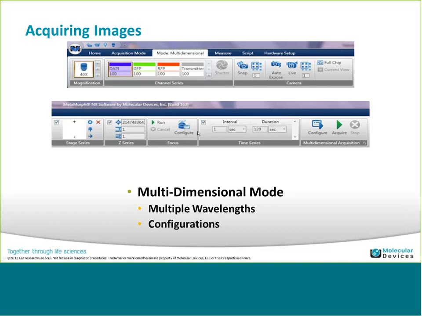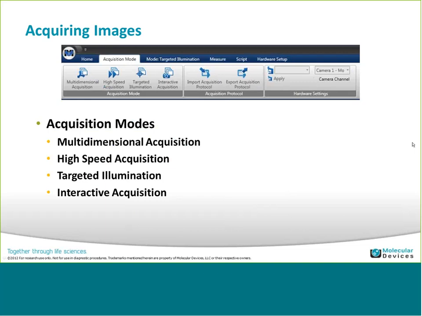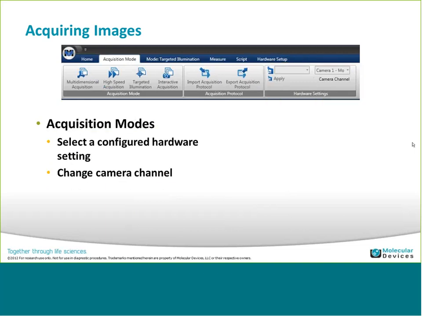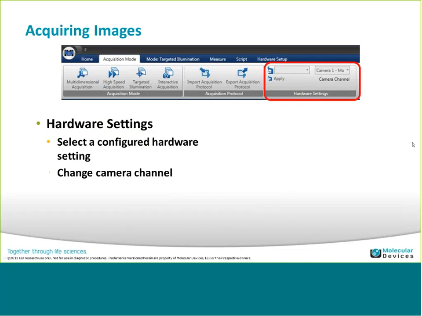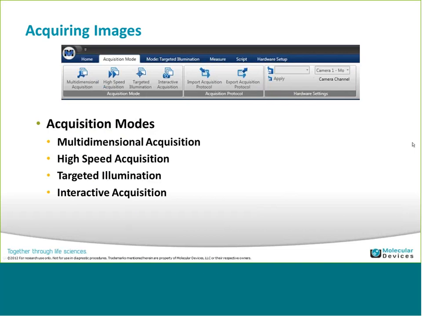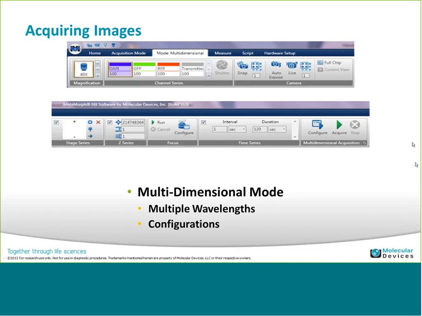Okay, so time series is next. You choose the interval, which is how often, and the duration, which is how long you want to run. Then you just click acquire, and it runs through the acquisition sequence that you have configured here. If you want to get into more depth, several more controls are available to you with the configure option, and I'll show you that in MetaMorph NX in a second. So I'll go through just a general overview of the different acquisition modes, and then we'll get into the application, and I'll show you more specifically how to do those configurations in the ribbons.